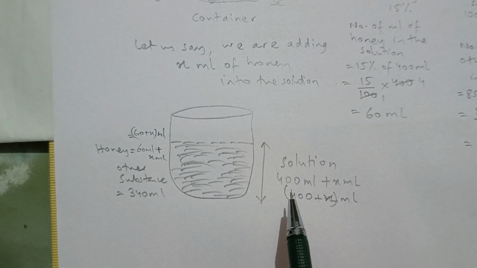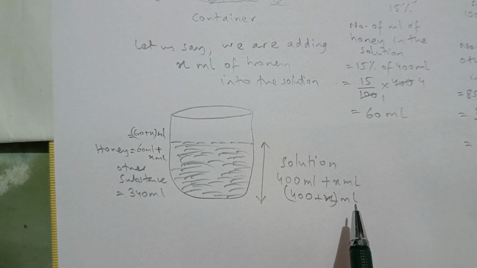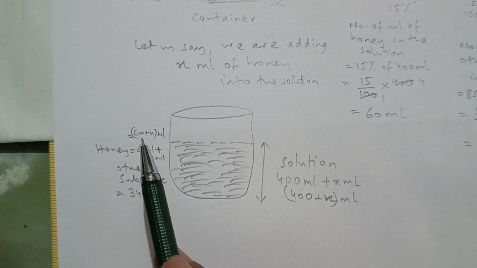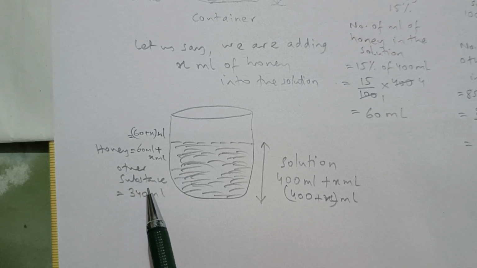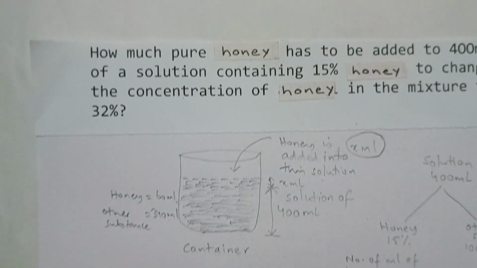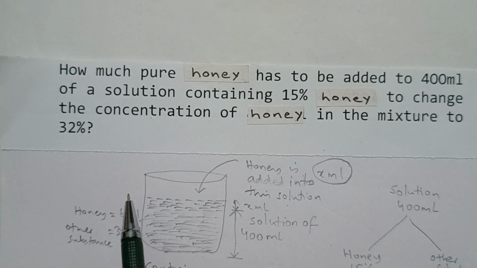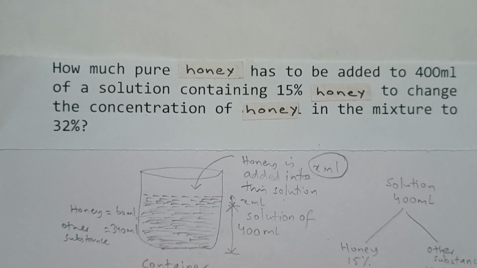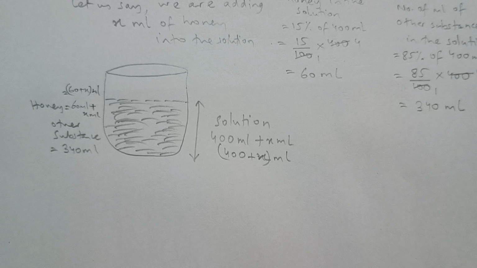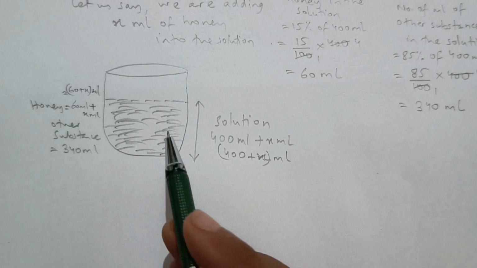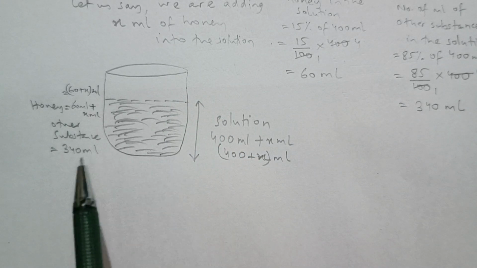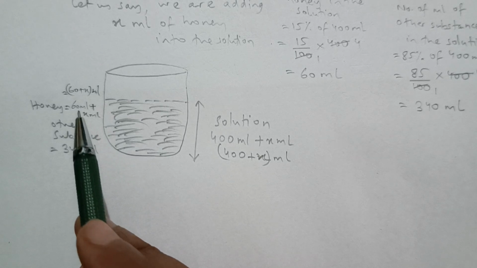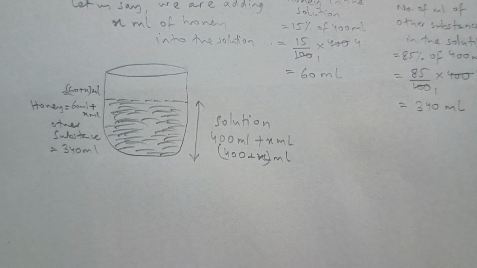So now the solution is 400 plus x milliliters. Honey content is 60 plus x milliliters. Other substance content is 340 milliliters. And by doing that, the honey content is now 32% in the solution. So after adding x milliliters of honey, the honey content is 32%.